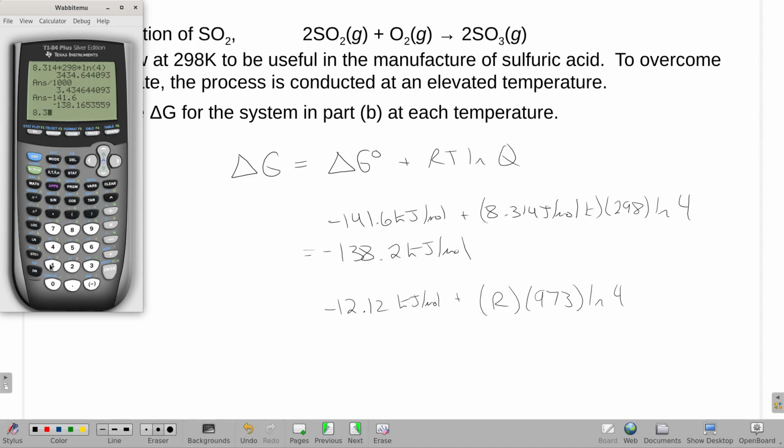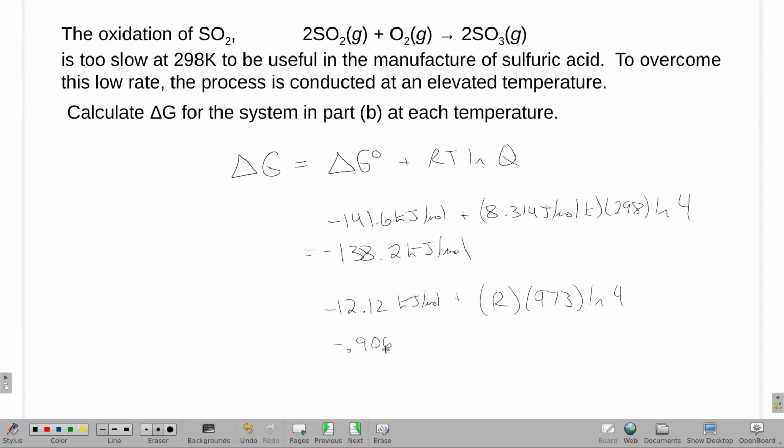So 8.314 times 973 times the natural log of 4 gives us 11,000. We're going to divide that by 1,000 to turn it into kilojoules. And now we're going to add the negative 12.12. We get a negative 0.9, or 0.906. But the fact it's still negative still tells us spontaneous in that forward direction.